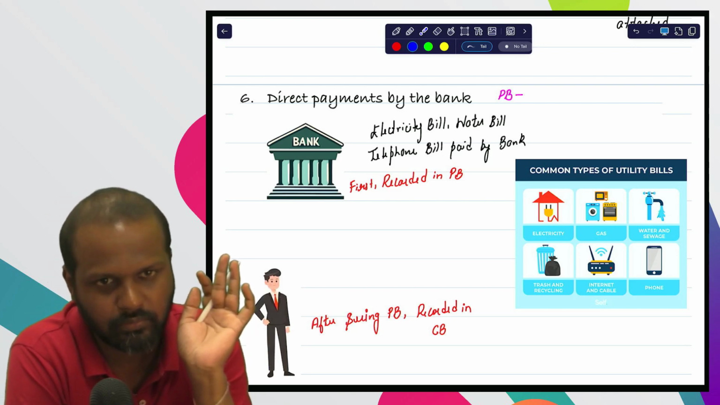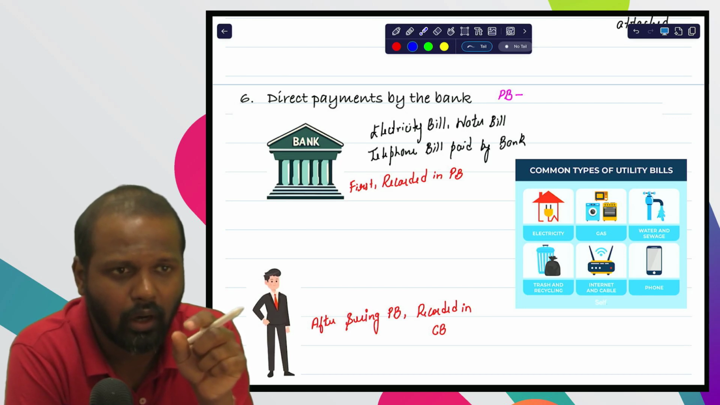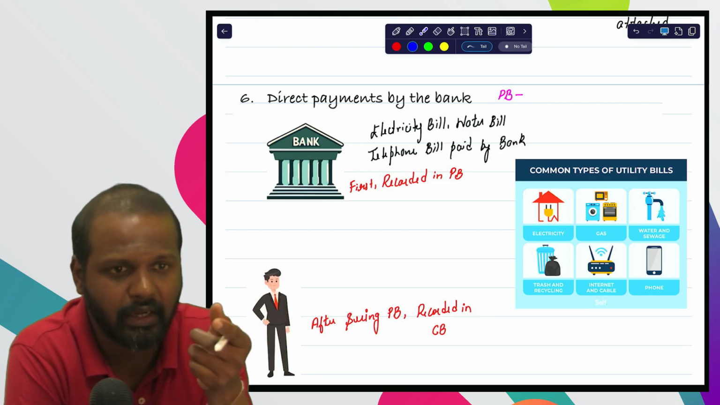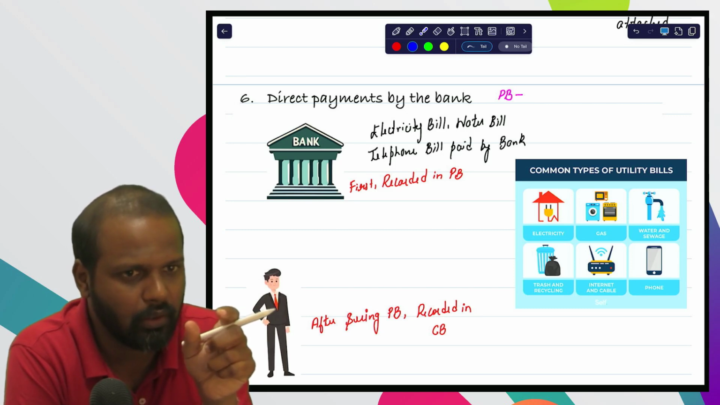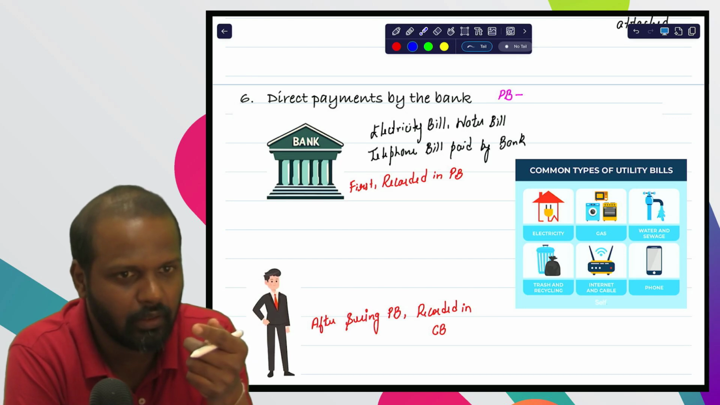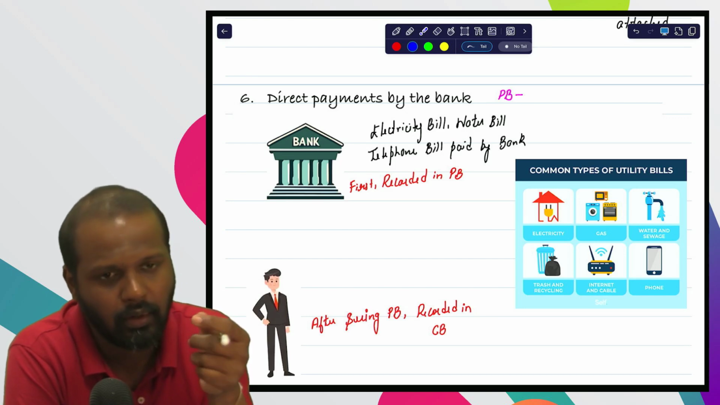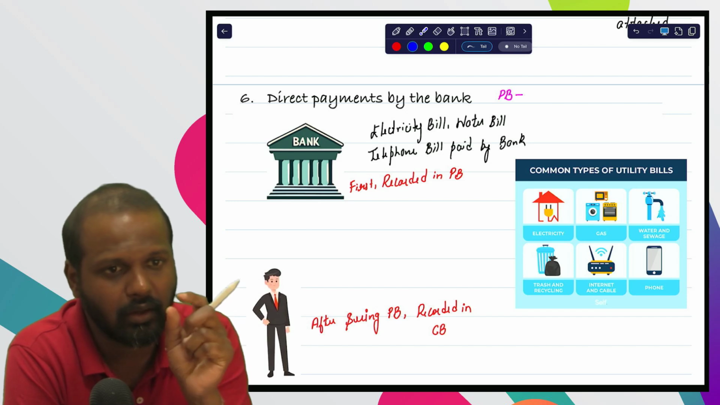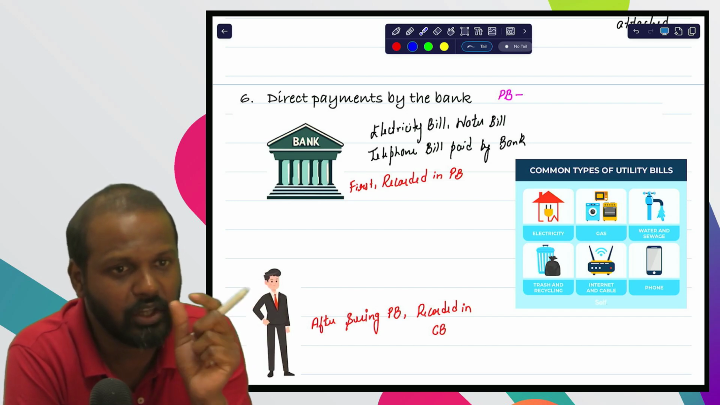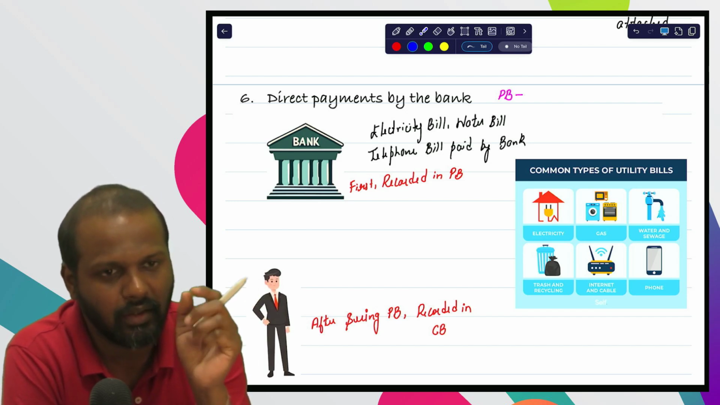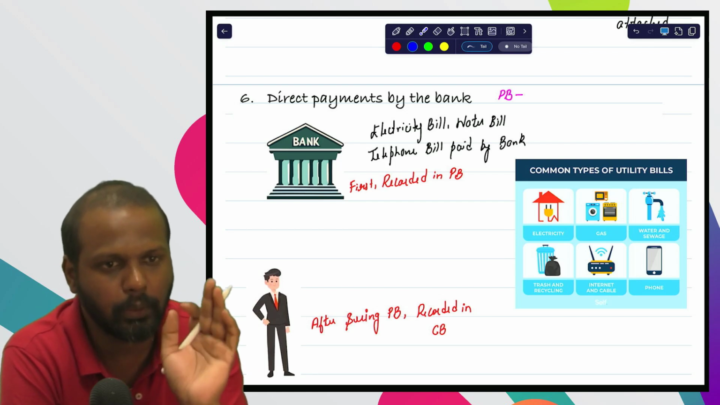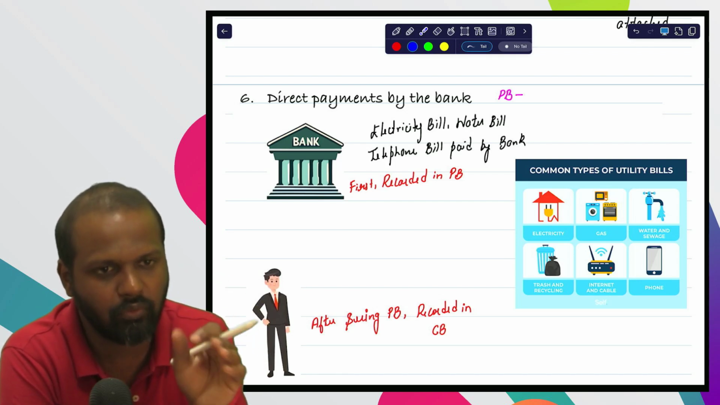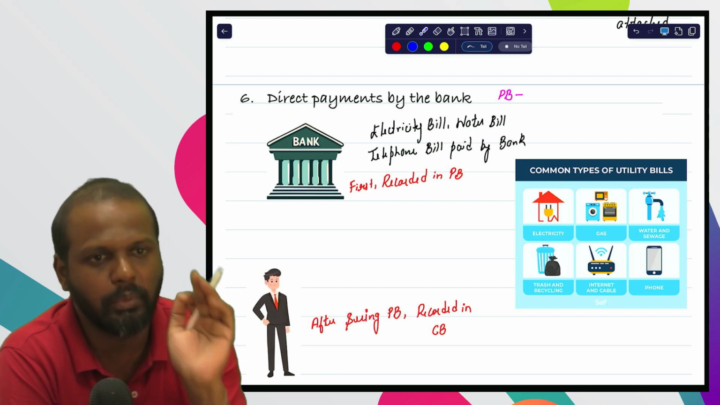directly you only make the payment from my bank account. But how does the bank come to know how much my electricity bill or telephone bill is due? You might have observed in Paytm and all, when you pay the electricity bill or phone bill or water bill, there will be one account ID, a unique number, customer ID. Once you enter the customer ID, whatever amounts are pending for that particular customer ID will be shown online.